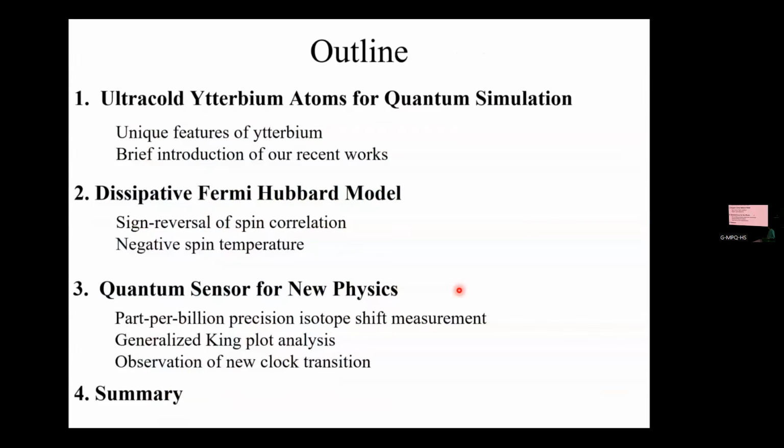Okay, this is the outline of my talk today. First, I will make a brief introduction of ultracold ytterbium atoms for quantum simulation, including unique features of ytterbium atoms and brief introduction of our recent works. And next, I will describe in detail our recent experiment of a dissipative Fermi-Hubbard model. We successfully observed the sign reversal of spin correlation due to the dissipation, and we realized the negative spin temperature.